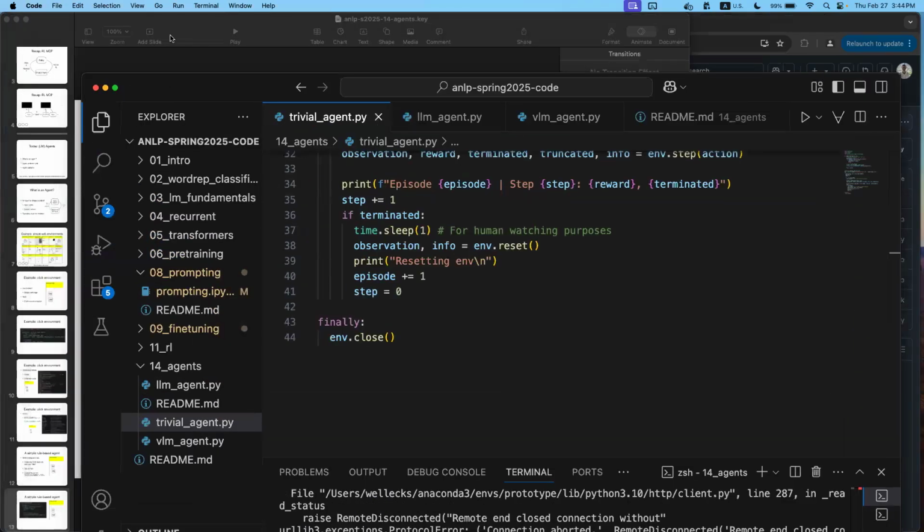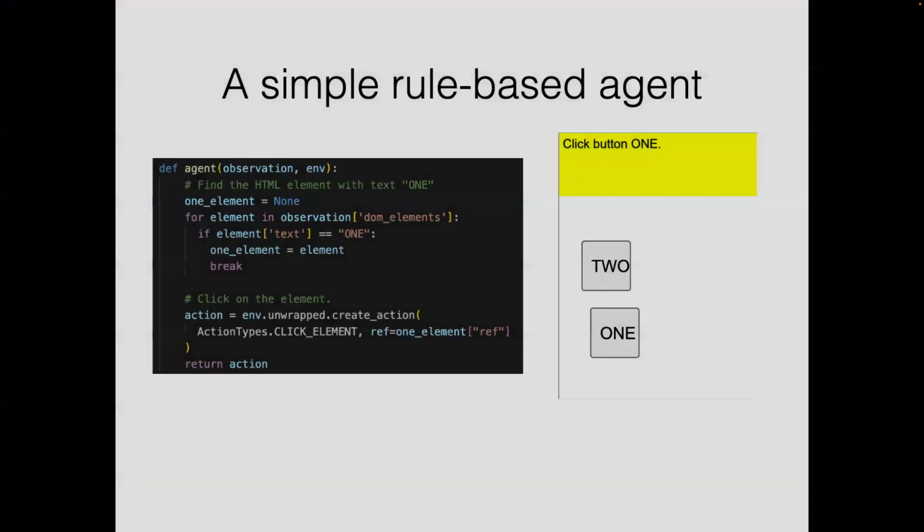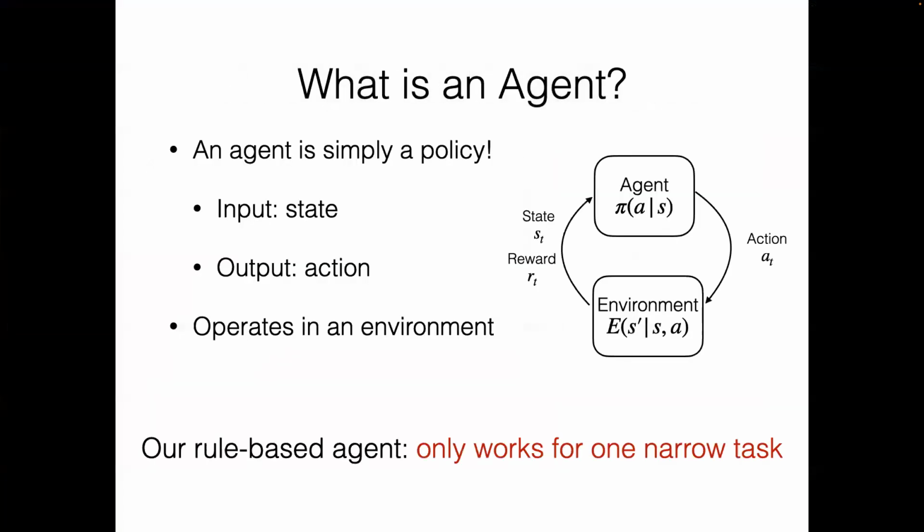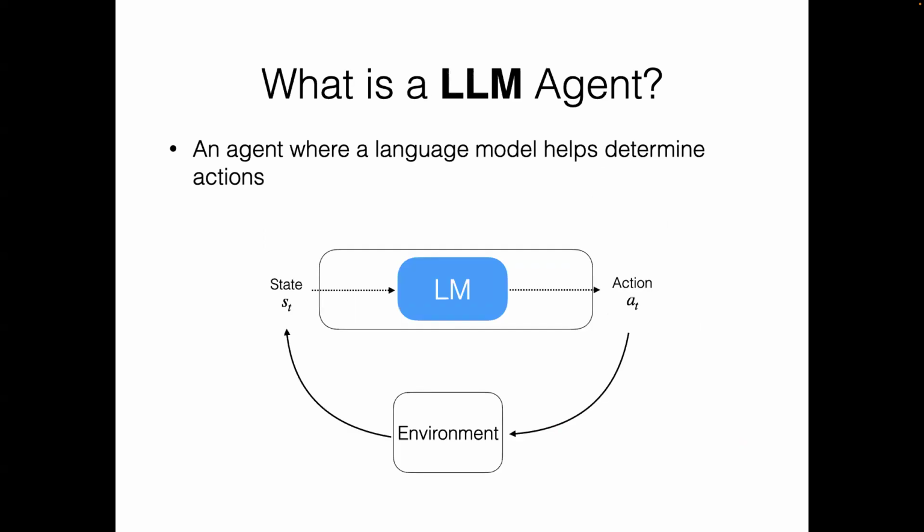But of course, this is not a very general purpose agent. It only works for this one narrow task. And so we want to somehow come up with a system for making agents that are more flexible, so that we don't have to redesign agents for every task. One way to do that is to incorporate a language model into the agent.